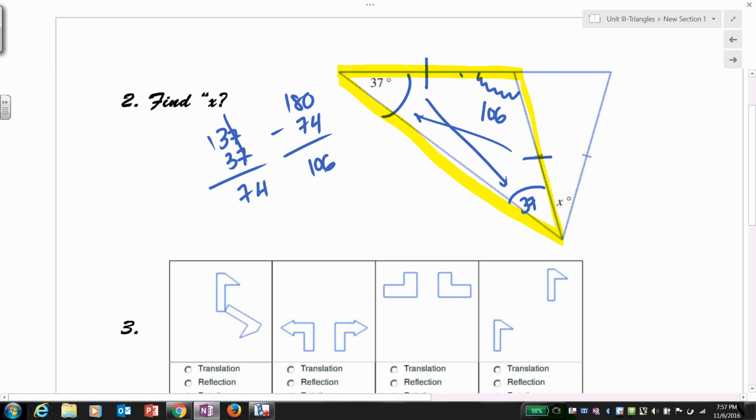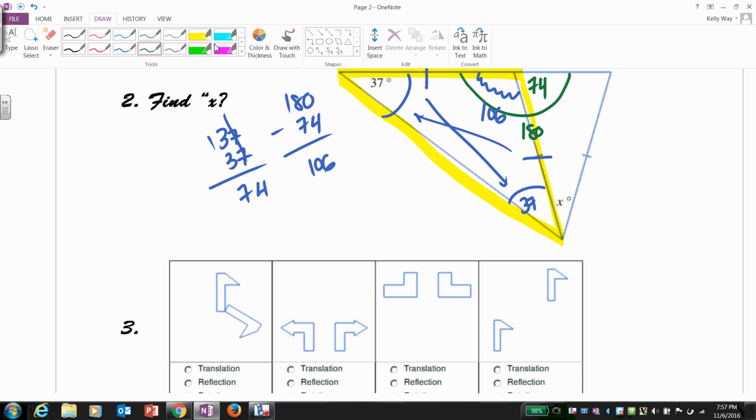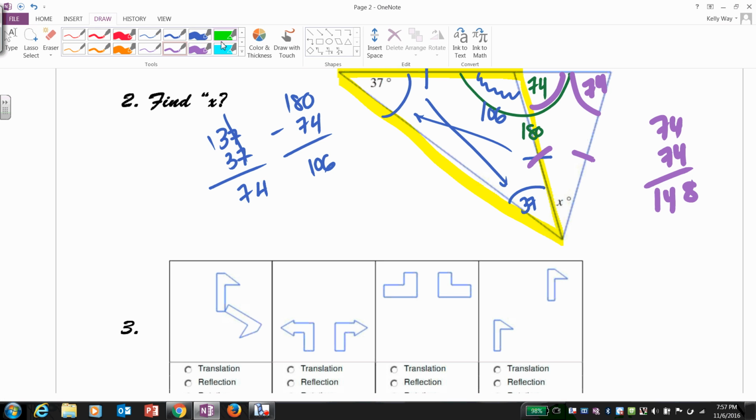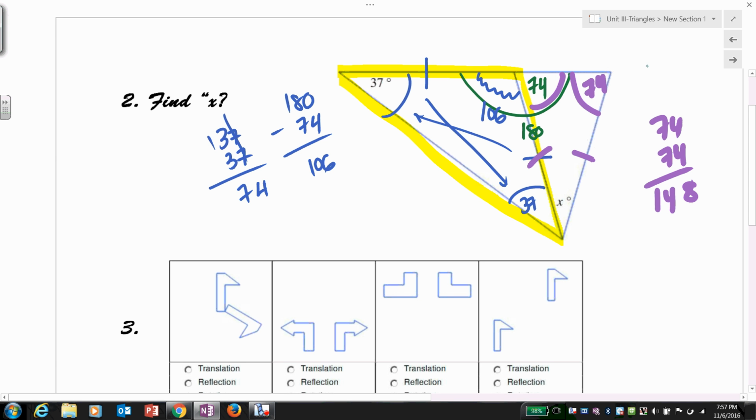Should also watch out for linear pairs. When I sweep that, that's 180. 180 minus 106, of course, is 74. Watch again those hatch marks. Hatch marks are here. That means if this is 74, right here, this is 74. I get 148. Take that away from 180. And of course, I get 32. So remember linear pairs, 2 sides equal, 2 angles equal.